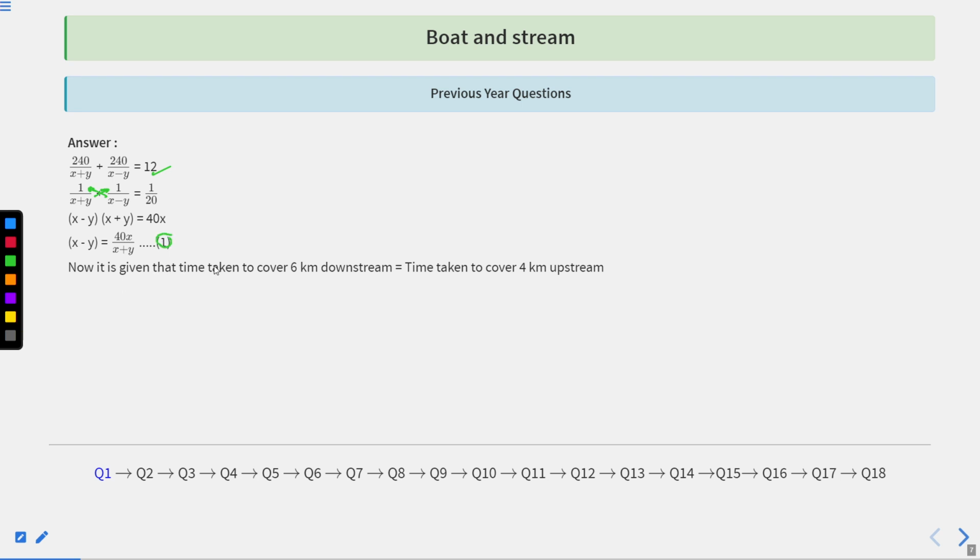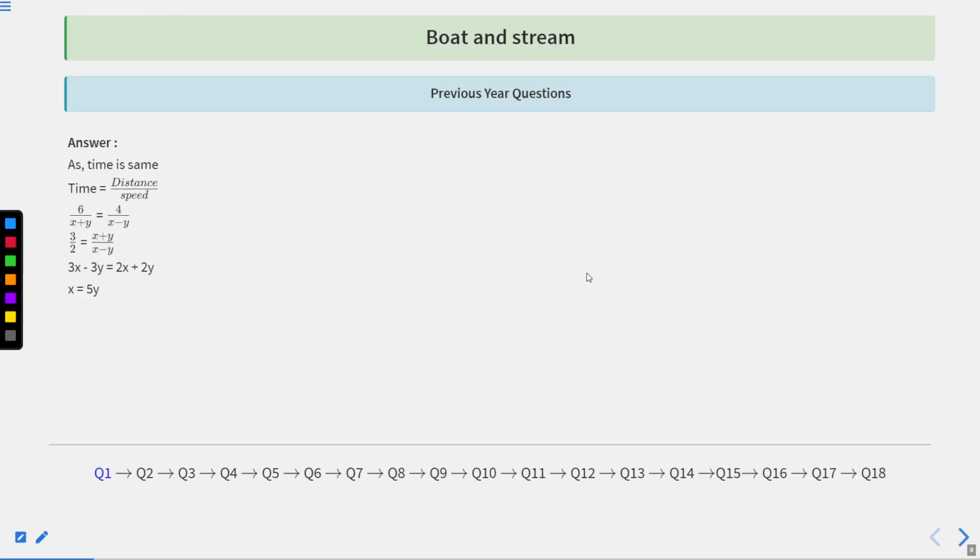Now, it is given that the time taken to cover 6 kilometers downstream is equal to the time taken to cover 4 kilometers upstream. This information is also given to us in the question. As time is the same, and time is equal to distance upon speed, 6 upon x plus y equal to 4 upon x minus y. This is the conclusion we have drawn from the previous statement.